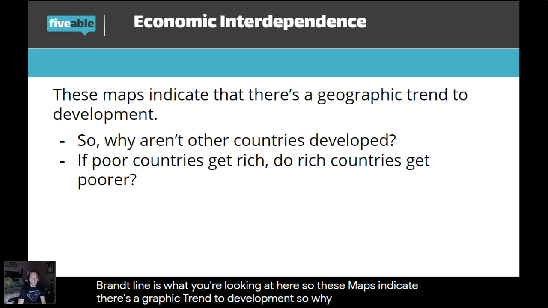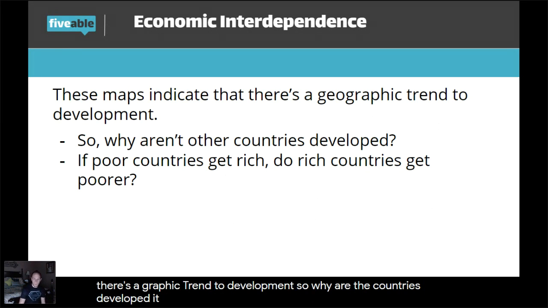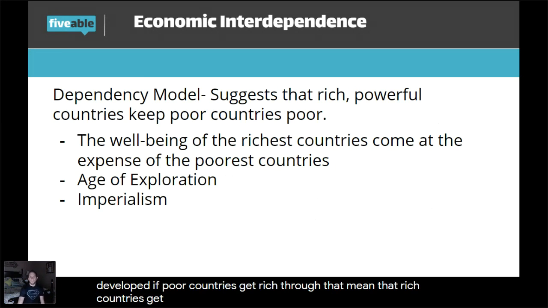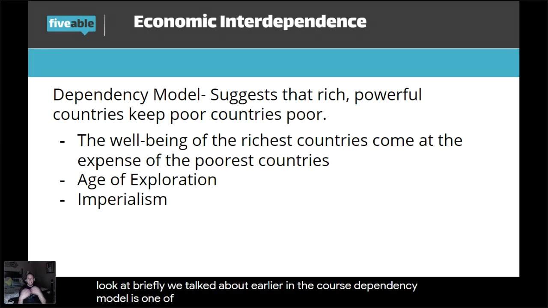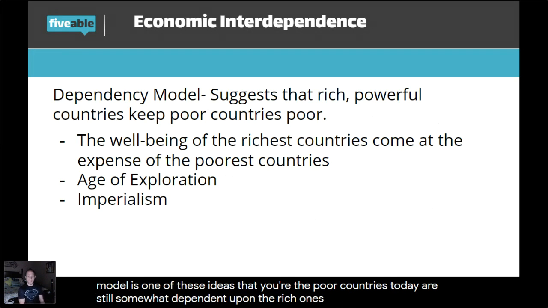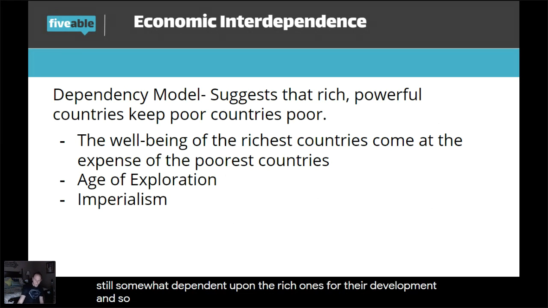So why aren't other countries developed? If poor countries get rich, does that mean that rich countries get poorer? Well, there are two models that we're going to look at briefly. We talked about them earlier in the course. The dependency model is one of these ideas that the poor countries today are still somewhat dependent upon the rich ones for their development. And so the well-being of the richest countries comes at the expense of the poorest ones.